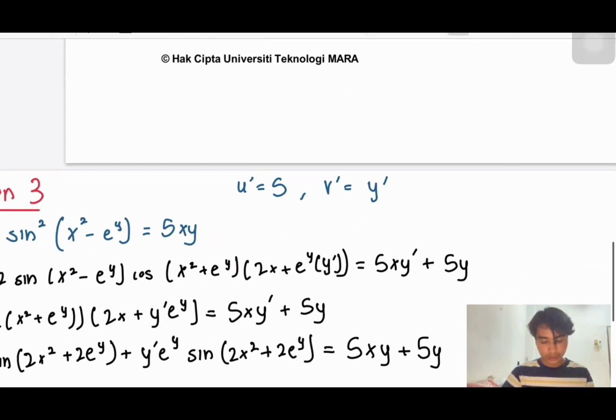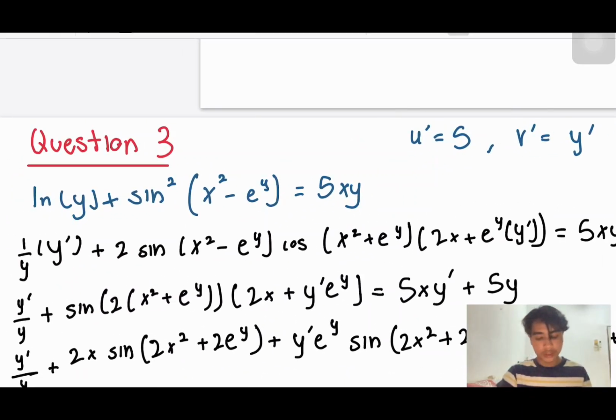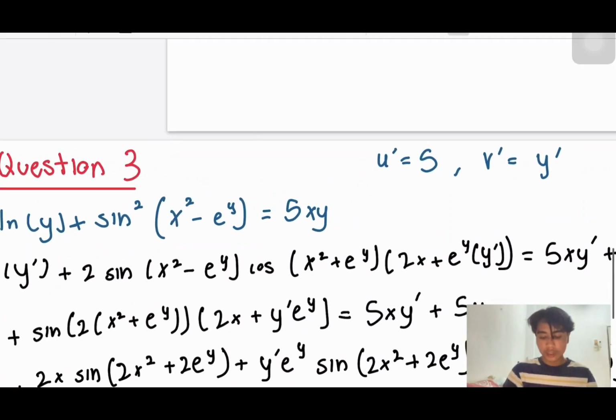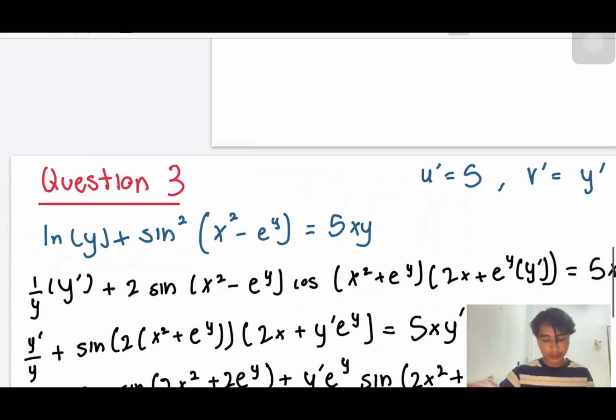Differentiation. So we have the question here. The first step is to identify which of these terms need to use the product rule. So we have 5xy here. Find the u prime and v prime first. So u prime is 5, v prime is y prime.